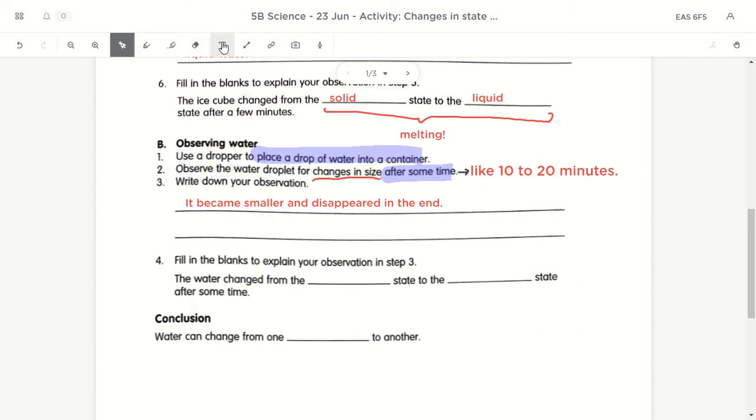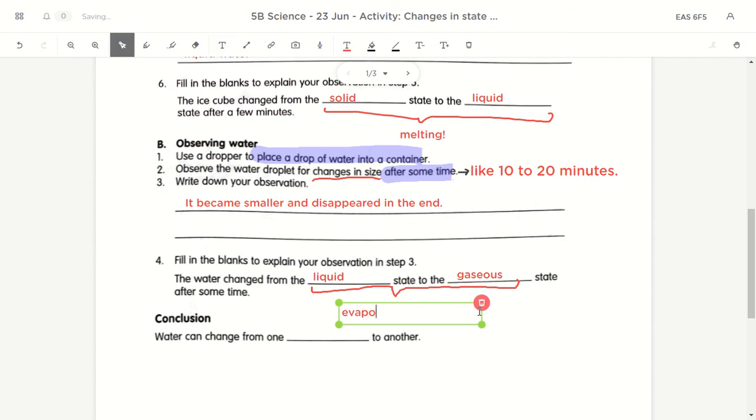Why did it happen? Because the water droplet changed from the liquid state, because it was a droplet of water. So the water changed from liquid state to the gaseous state, which is the gas state. Okay, and this process is called evaporation. This is something that we will look at when we come back to school. So going from the liquid state to the gaseous state is something we call evaporation.